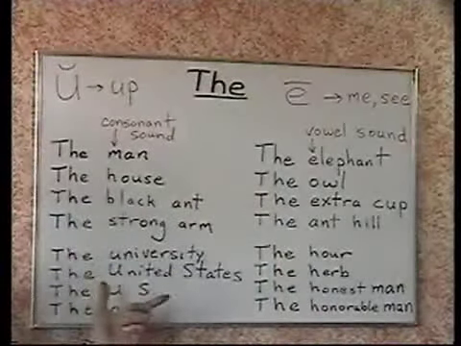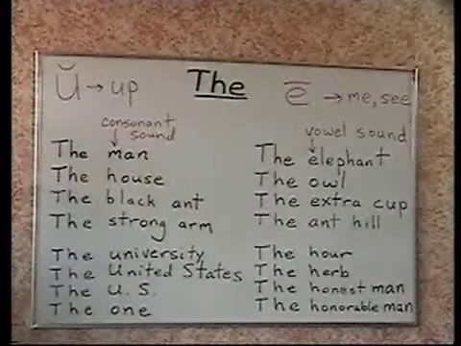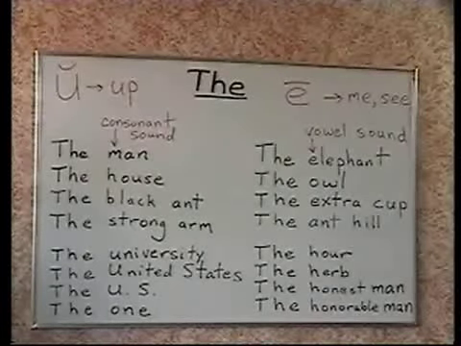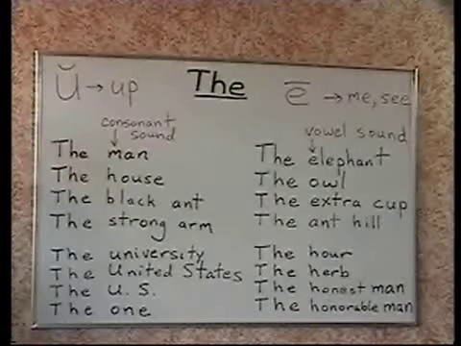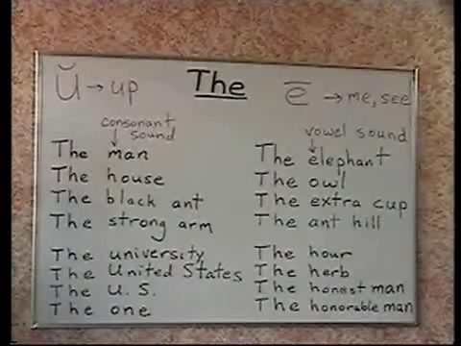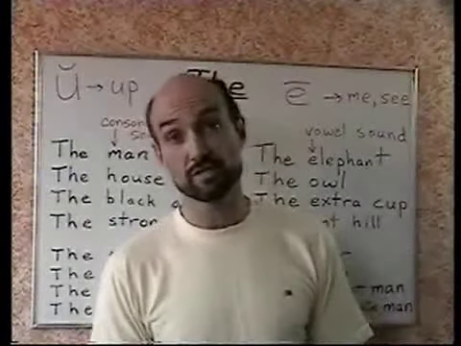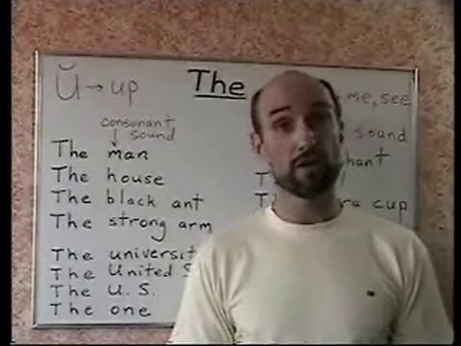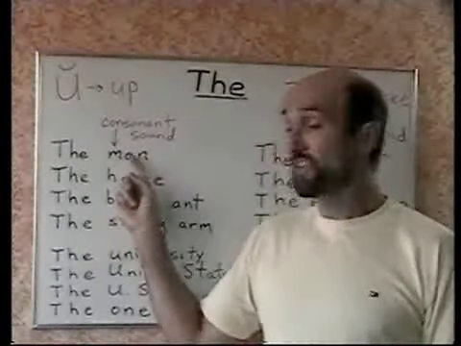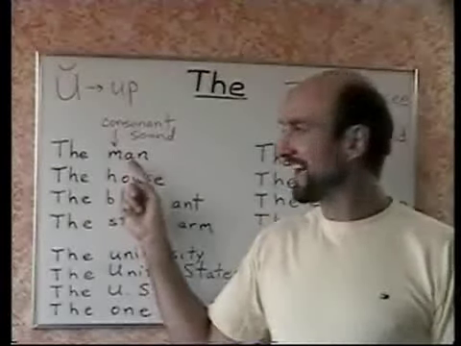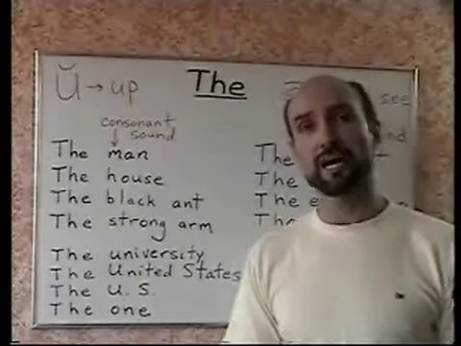On the left-hand side of our board, we have these examples. The man, the house, the black ant, the strong arm, the university, the United States, the U.S., and the one. So what do we notice about the pronunciation here of this word, T-H-E? It's pronounced "thuh" at times. The reason it's pronounced "thuh" is that the first letter and the first sound of each of these words is a consonant sound, and that's what you have to look for.